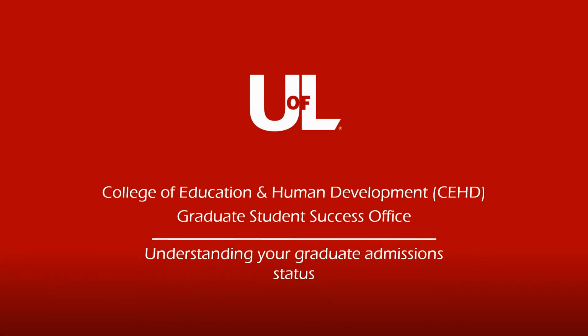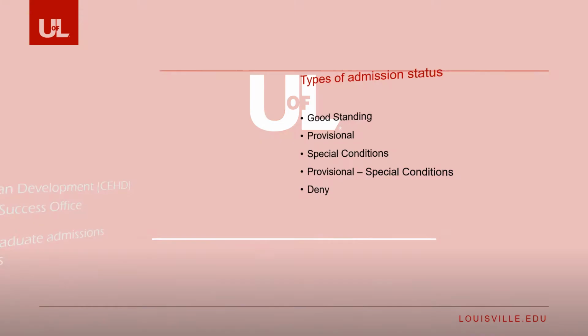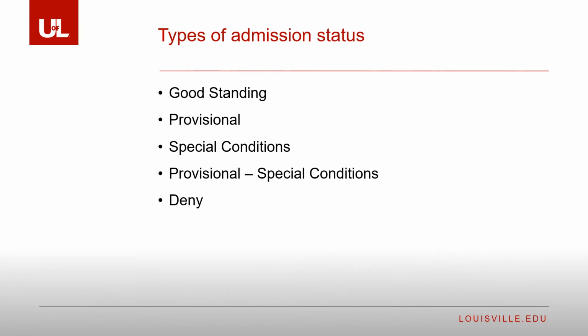This video will introduce the different types of admission status that are applicable to graduate applicants. An applicant can be awarded one of these 5 statuses: good standing, provisional, special conditions, provisional with special conditions, and deny. The following slides will explain each one of these statuses individually.